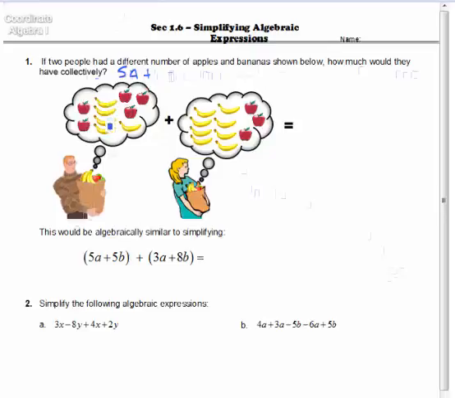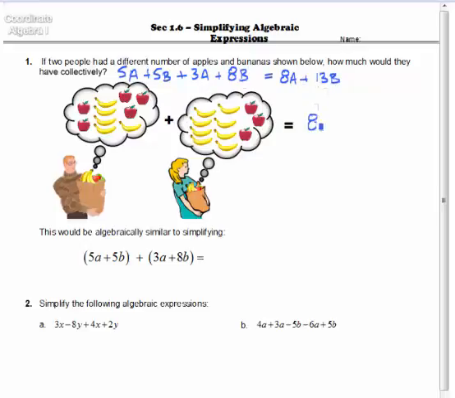and he has 1, 2, 3, 4, 5 bananas, plus she has, it looks like 3 apples, and it looks like she has 8 bananas. Collectively, they have 8 apples. 5 apples plus 3 more would make 8 apples. And 5 bananas plus 8 bananas, that would be 13 bananas.